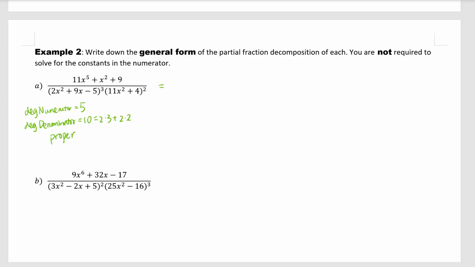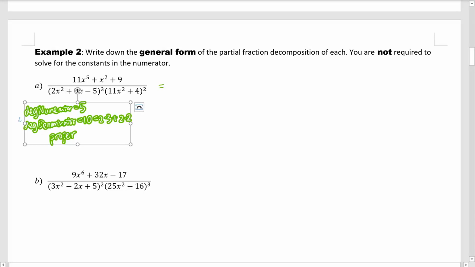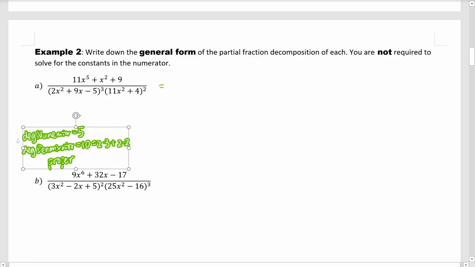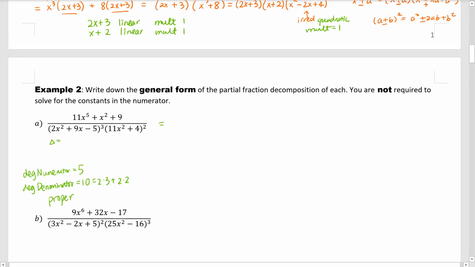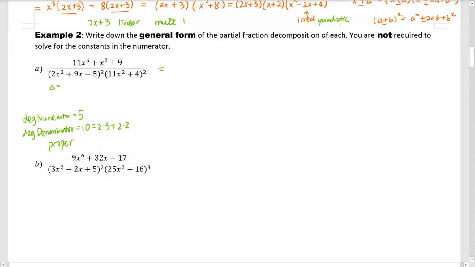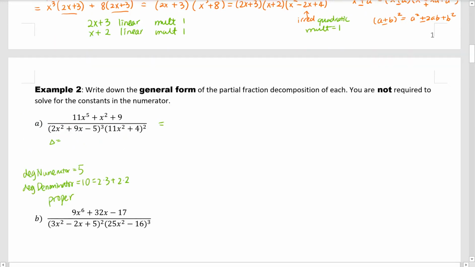So first of all, we need to check, have we factored the denominator completely? Okay, how do we check? Let's see. Let me move this down a little bit. Okay. So how do we check this? Well, look at this discriminant. b squared minus 4ac. Okay, b squared is 81 minus 4ac. Oops. So you can see this is actually positive, so we can factor further.